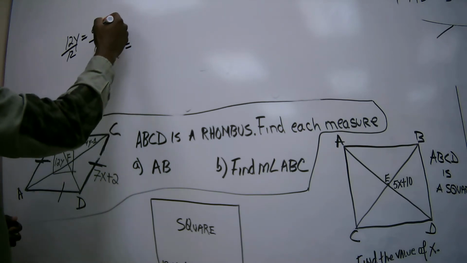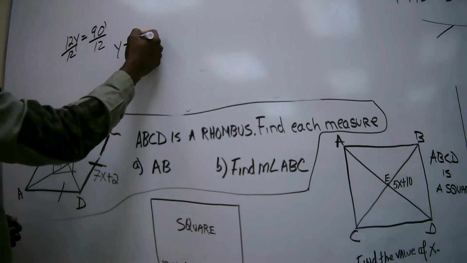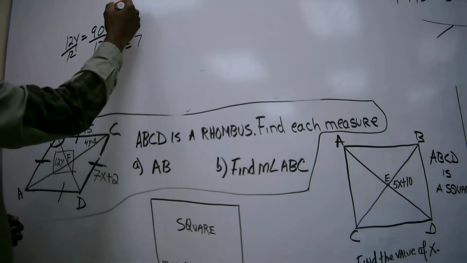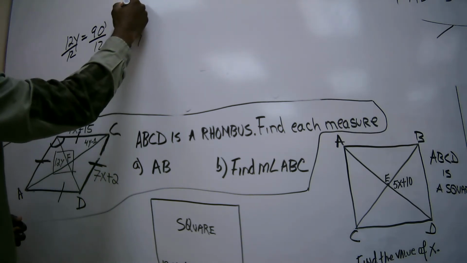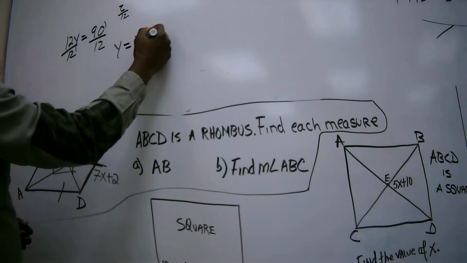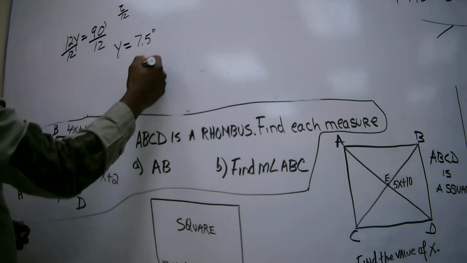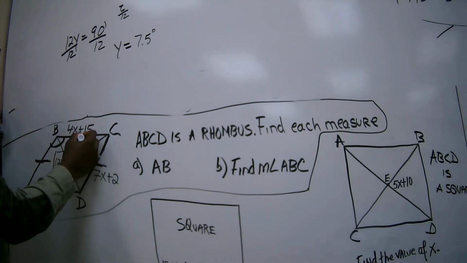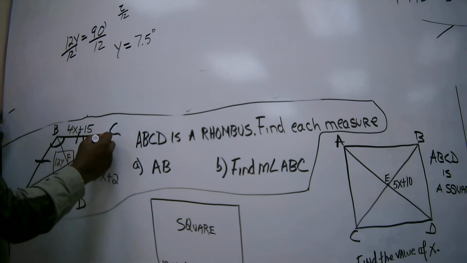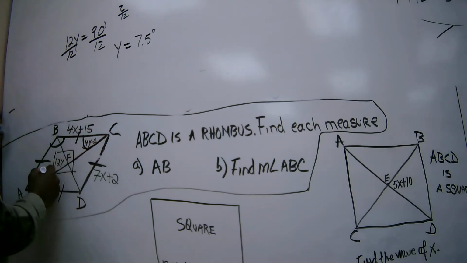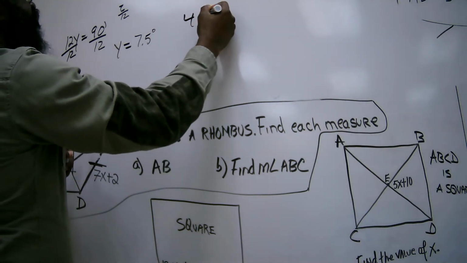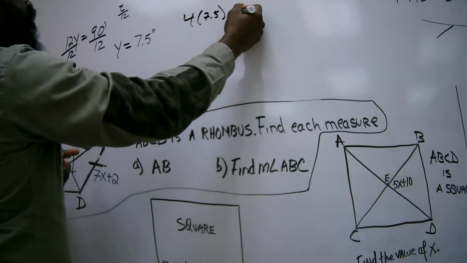You may need a calculator, I guess. That will be 7.5. Y is 7.5 degrees. Now, they give you this expression here. We know y is 7.5 degrees. We can find this angle here. Alright? This angle is 4 times 7.5 minus 1.